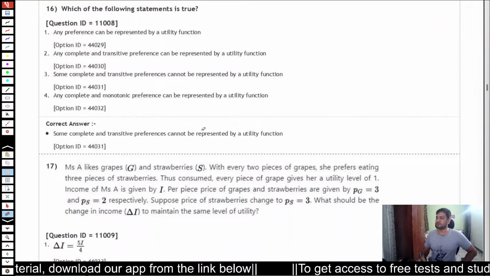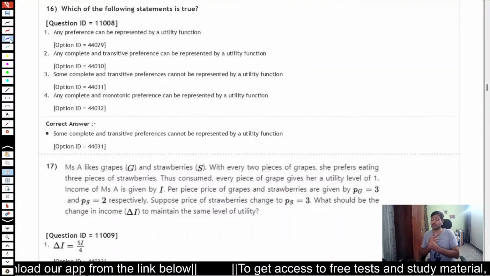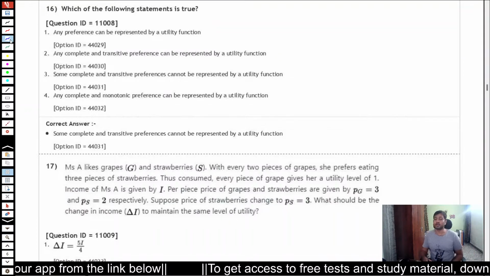Okay, let's look at question number 16. This is the start of the microeconomics part in the DSE 2021 question paper.